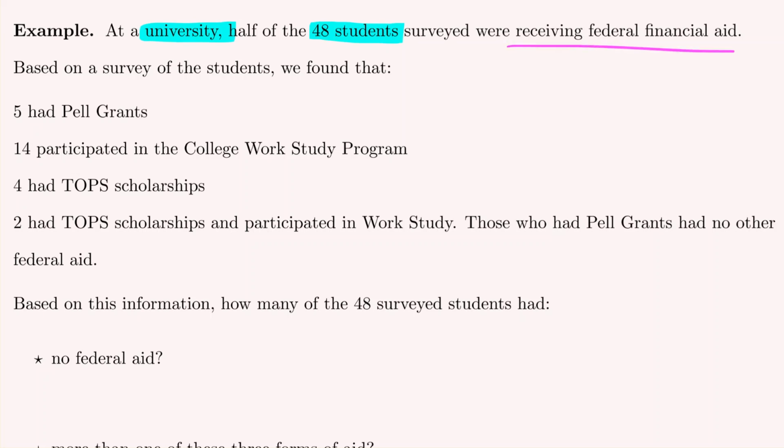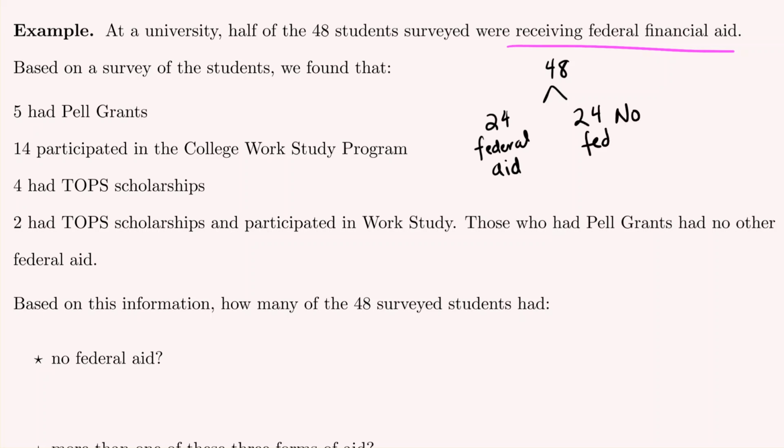Now they told us half of those were receiving. So of the 48 students that they asked, 24 had federal aid and 24 had no federal aid. Now, of the students who said, I do have federal aid, we have this additional information. So since we know 24 had no federal aid, let's focus on these 24 who did have federal aid.